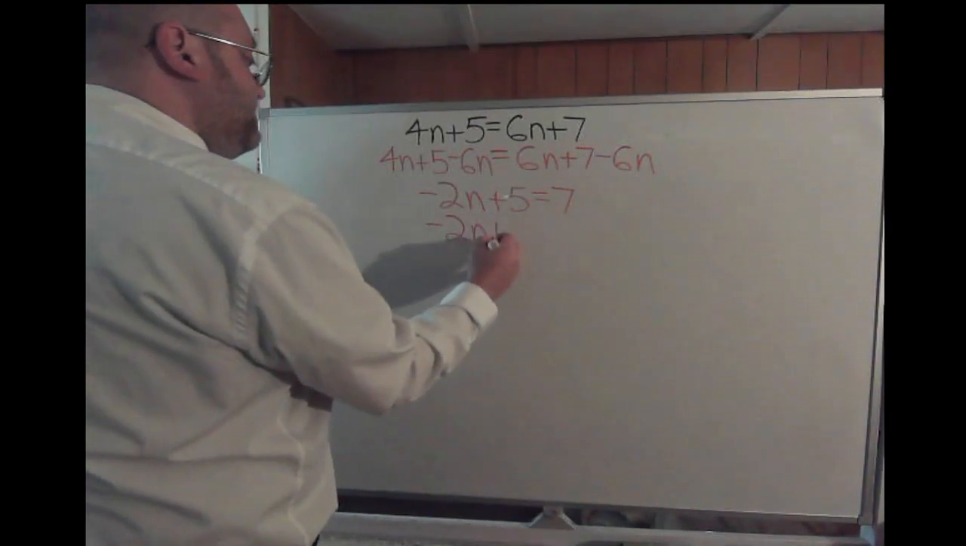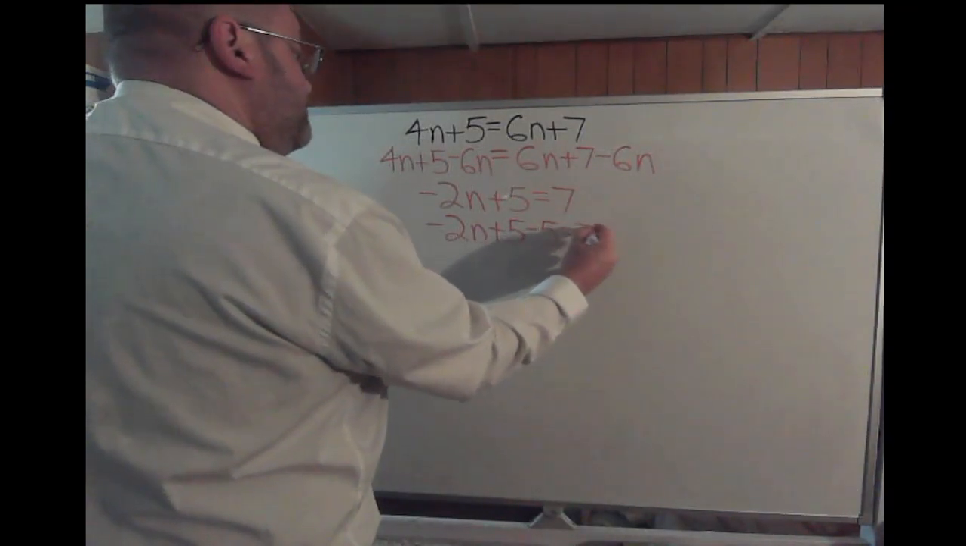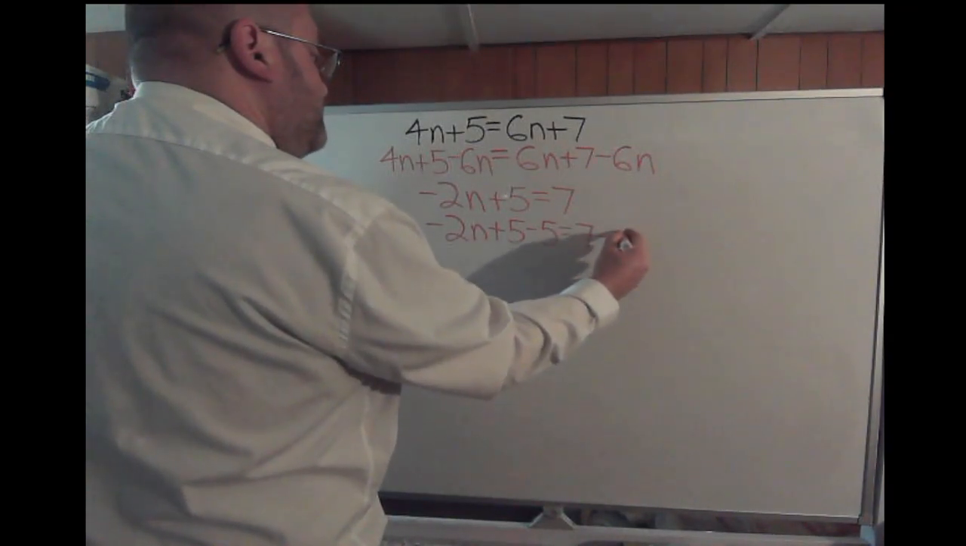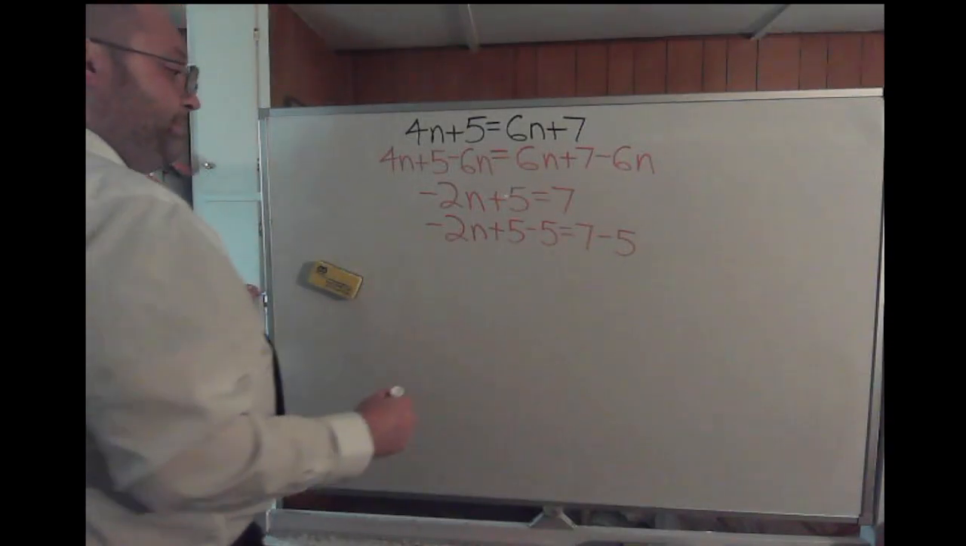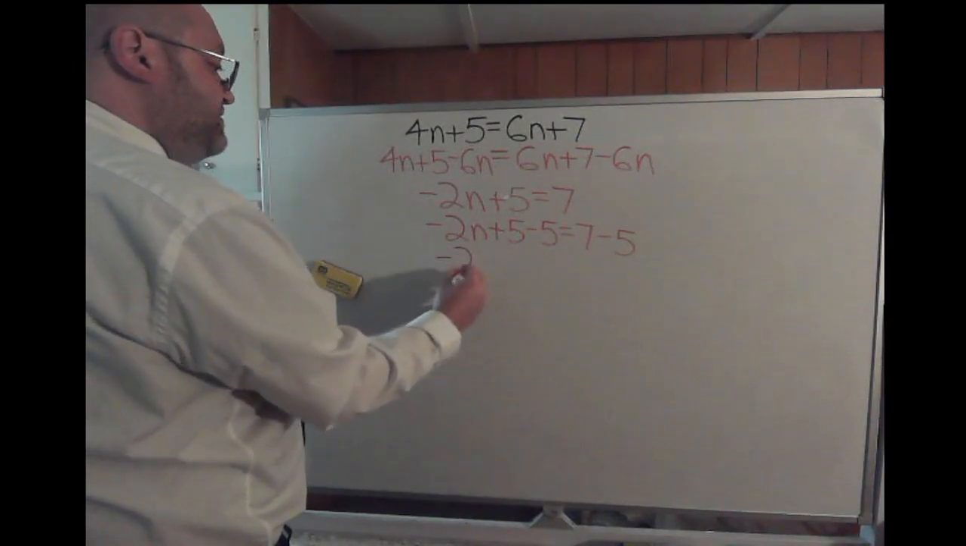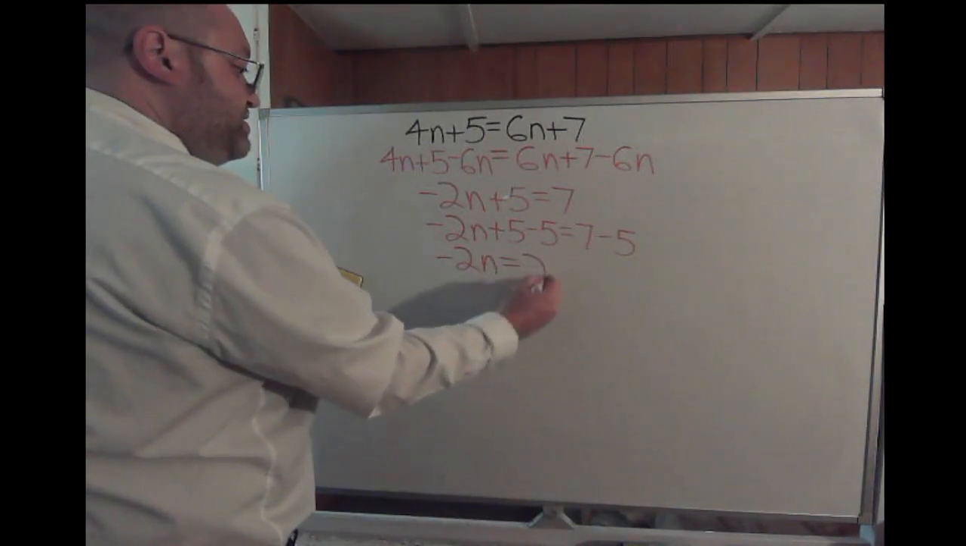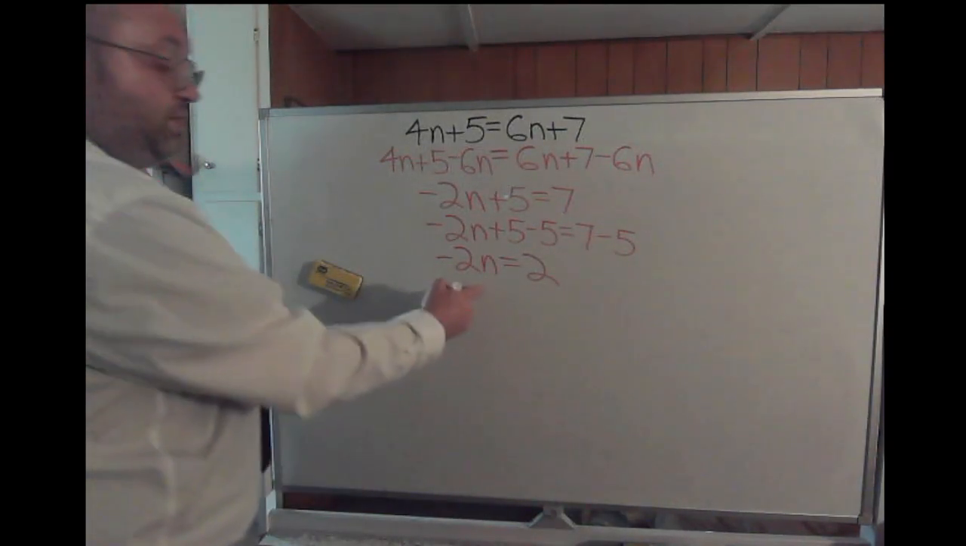So you'll take negative 2n plus 5 minus 5 would be equal to 7 minus 5, because what you do to the left side you got to do to the right. So on the left side, that 5 minus 5 is 0. You'll just have negative 2n. That would be equal to 7 minus 5, which is 2. So now we got negative 2n equals 2.